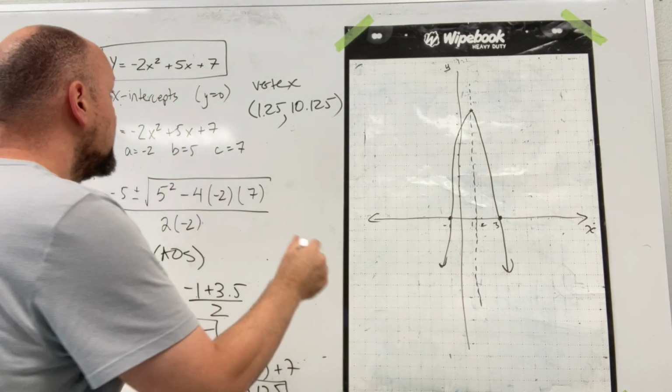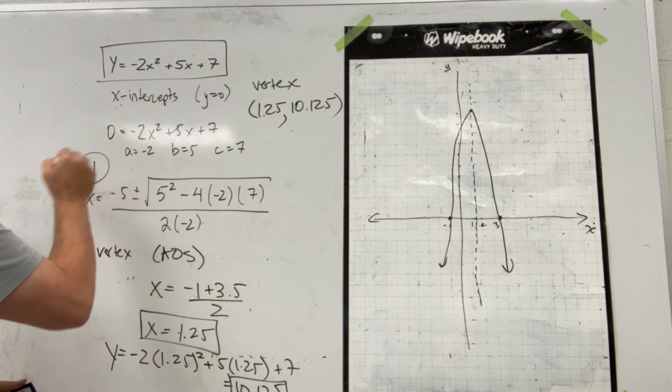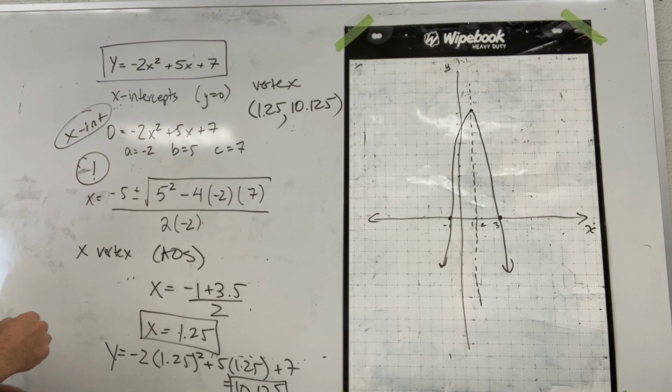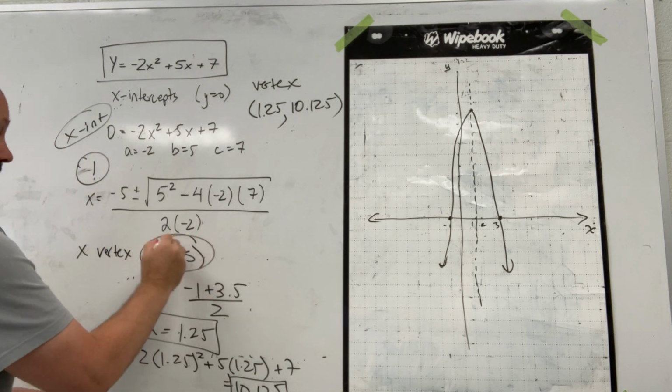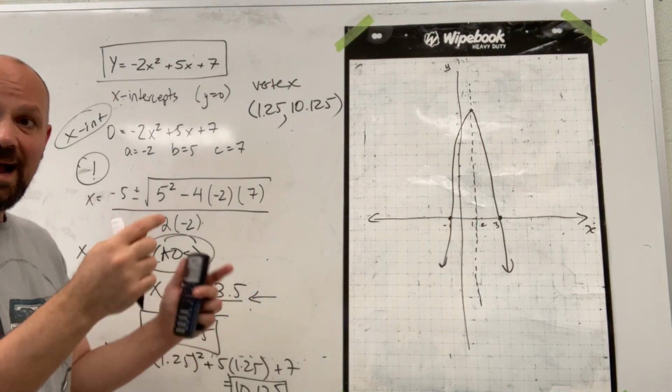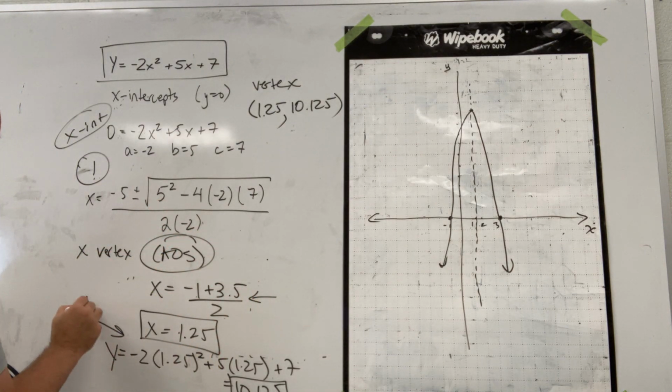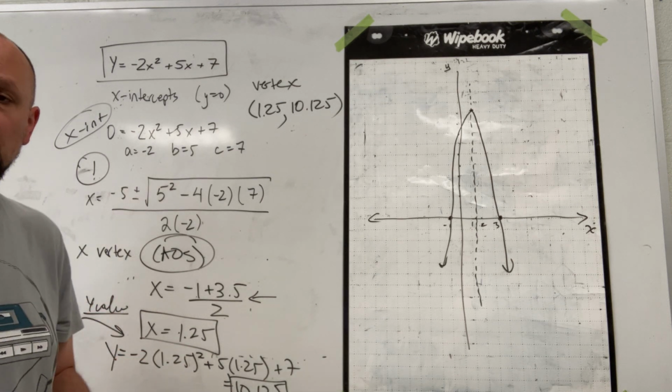So 3 steps. 1, find the x-intercepts using the quadratic formula. 2, find your axis of symmetry by averaging out the 2 x-intercepts. And then 3, find the y value by subbing into the equation. And we're done.